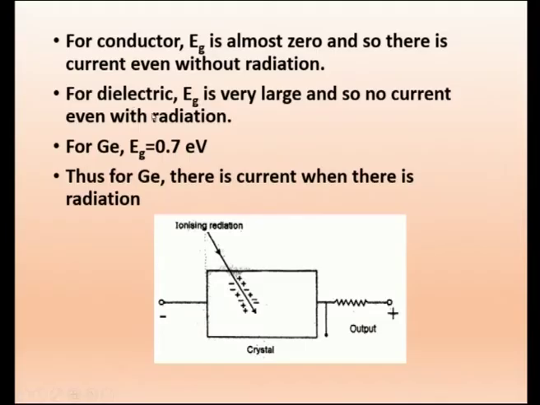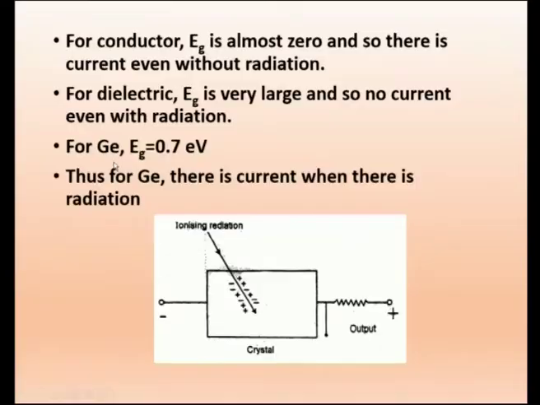Now for a dielectric, EG is very large, the gap is very large, and so no current even with radiation. If you take a dielectric, for example plastic or glass, connected to a battery, and wait for some radiation to occur, even when the radiation falls, because the energy gap is large, it will not give any current. That also becomes useless. We are interested in finding the presence of nuclear radiation.